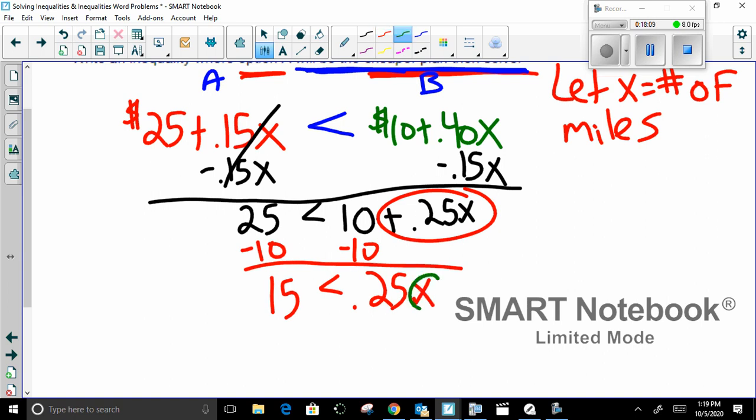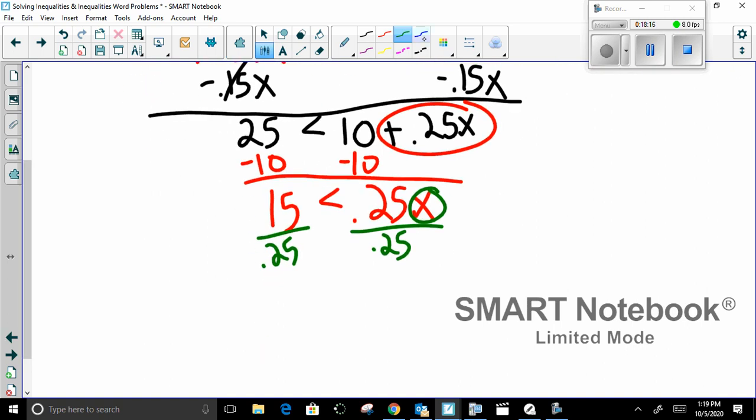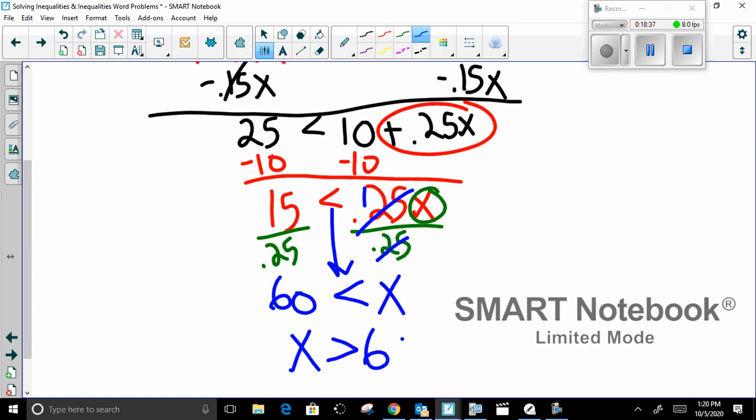If I want to finish getting x by itself, divide by 0.25. Anything divided by itself is 1. 1 times x is x. Bring down my inequality sign. I did not divide by a negative, so I don't need to switch anything around here. And I get 60. So write that correctly, inequality first. Remember, the mouth of the inequality is open towards the x, so keep it. So x has to be greater than 60.